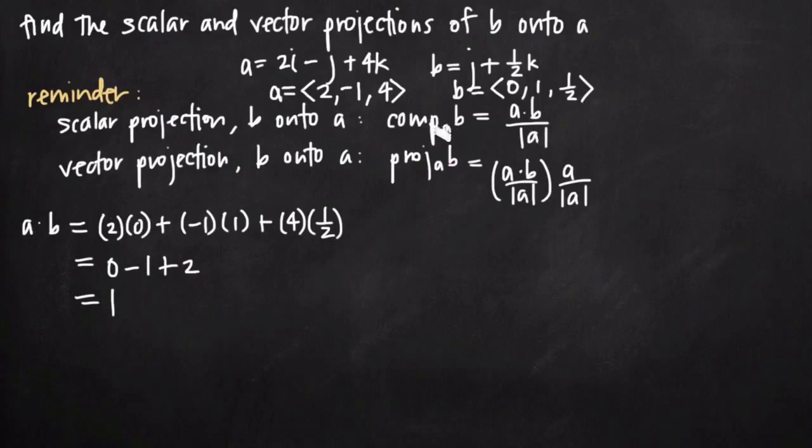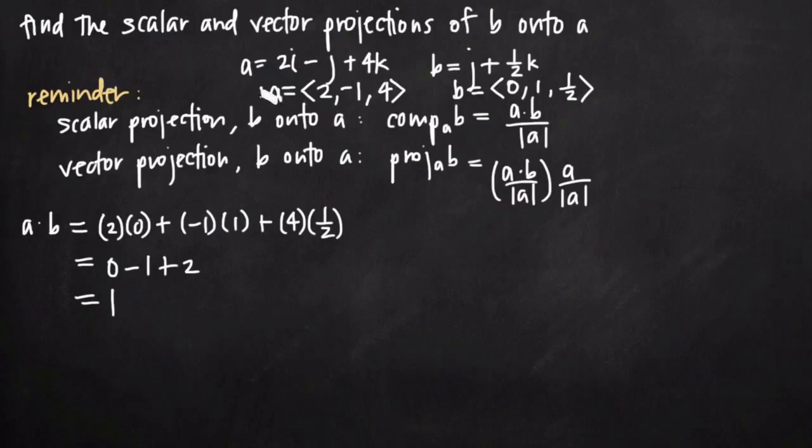Now you can see to find the component of b along a, or the scalar projection of b onto a, all we need to find is the denominator here, which is the magnitude of a. That's also known as the length of the vector a. Remember, our vector a here is 2, -1, 4. Really all we're doing is using the distance formula to find the length of the vector a.